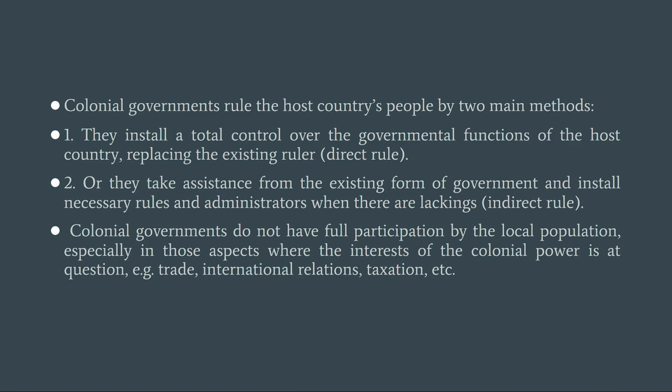And number two, they can take assistance from the existing form of government and install necessary rules and administrators where there are lacking. So it is called indirect rule. So they can directly rule, or they can take help from the existing ruler, and in some cases they used to buy the ruler. They used to give the ruler a lot of gold, silver, and a lot of facilities, a lot of arms to make the ruler their friend, and the ruler will rule the country for them.